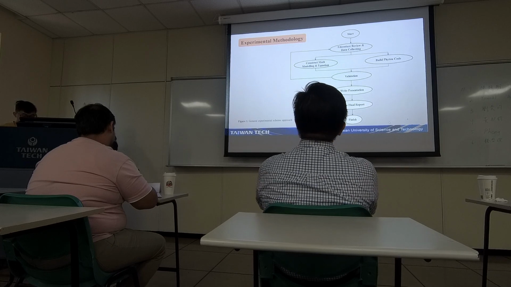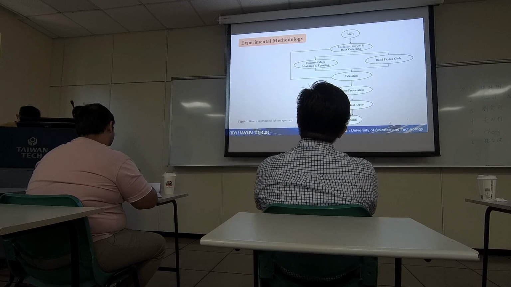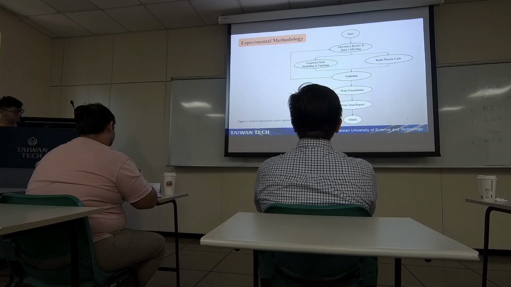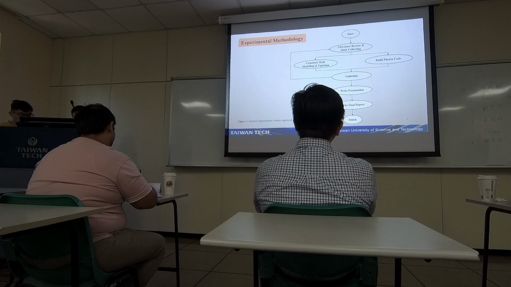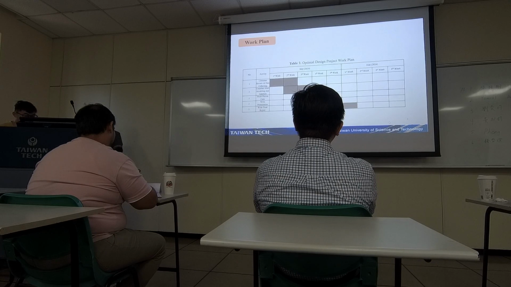So based on the introduction and literature review, this is our experimental methodology. First step, the second, we will continue the literature review and data collecting from the previous research. Then construct math modeling and equation, build Python code, and then validation, write presentation, and write final report, and then finish.